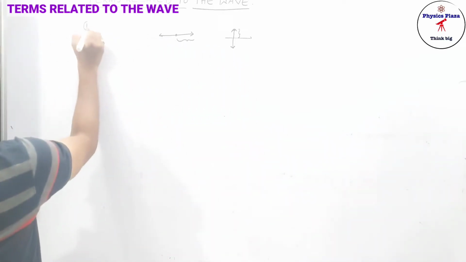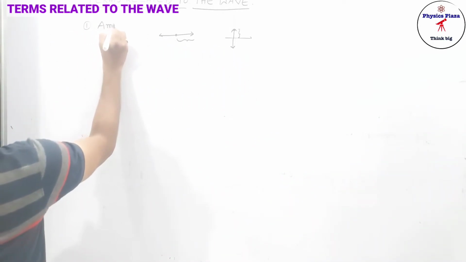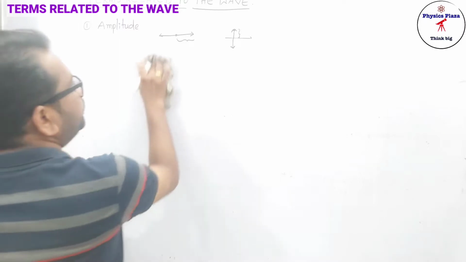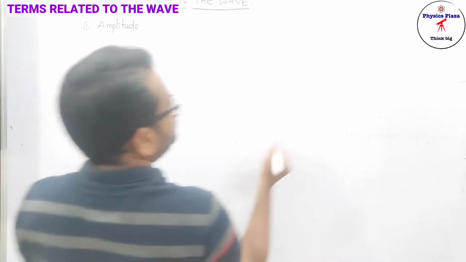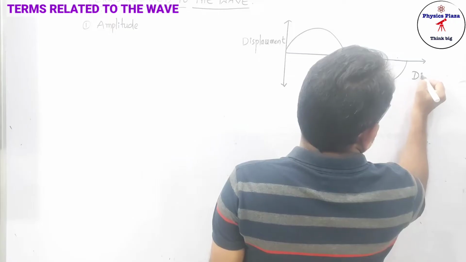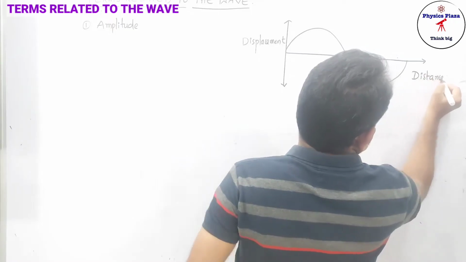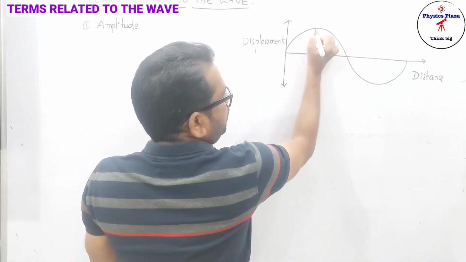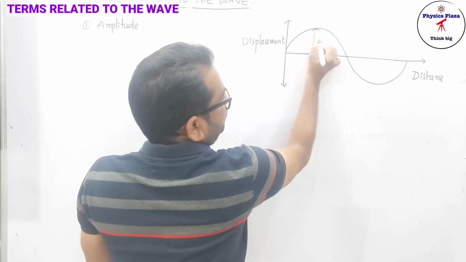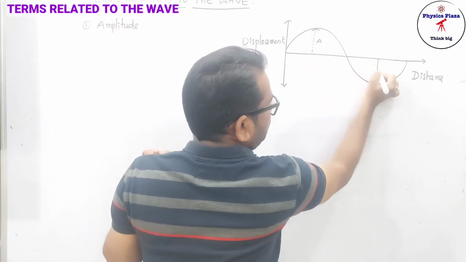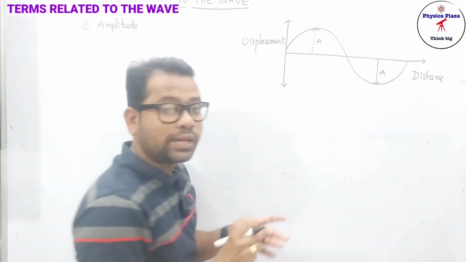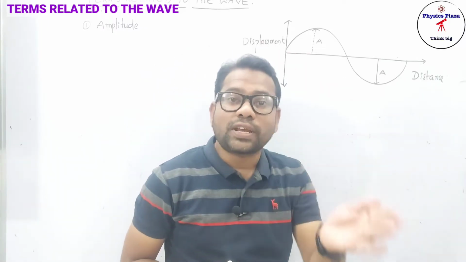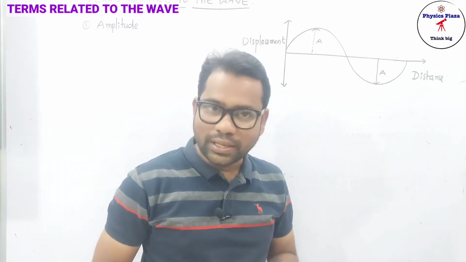So the first term related to waves is the amplitude. It is very, very important. I'll show it with a diagram so you have better clarity. Here is a displacement-distance graph, children. Let us say the wave is going in this direction. This is the mean position. The maximum vertical displacement, either upward or downward, is the amplitude. The maximum displacement of the particle from its mean position on either side is called amplitude. Is it clear? Fine.